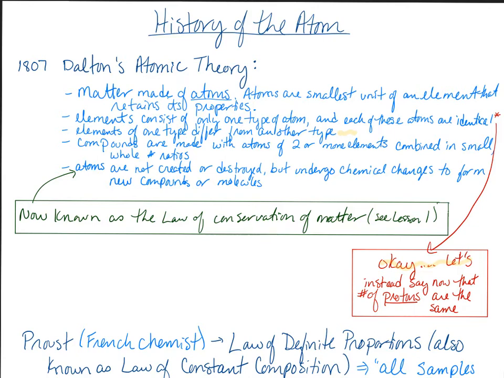Compounds are made with atoms of two or more elements combined in small whole ratios. And finally, Dalton said that atoms were not created or destroyed, but undergo chemical changes to form new compounds or molecules. So we actually refer to that last little bit here as the law of conservation of matter, which we talked about in lesson 1.